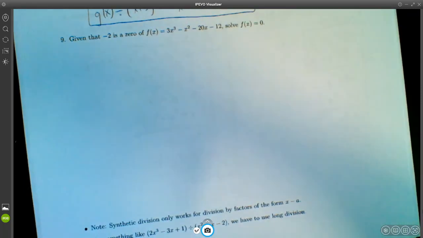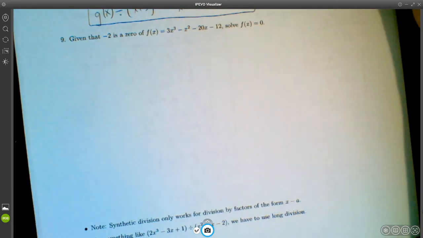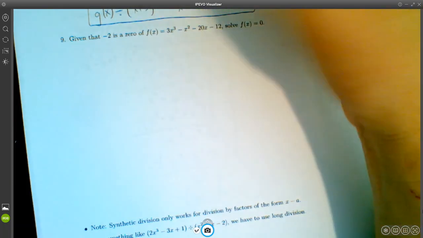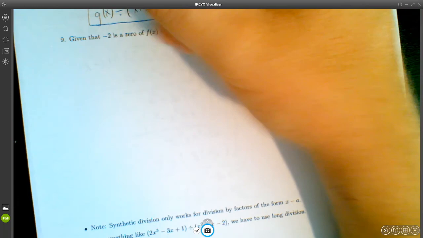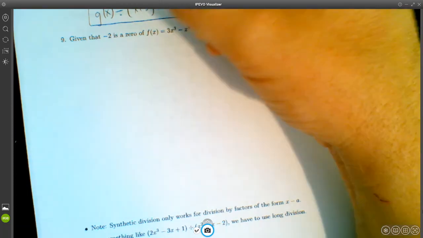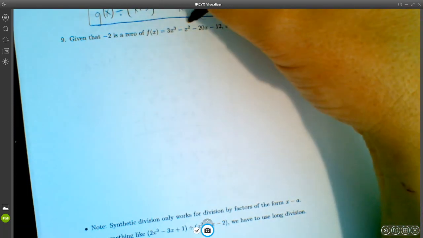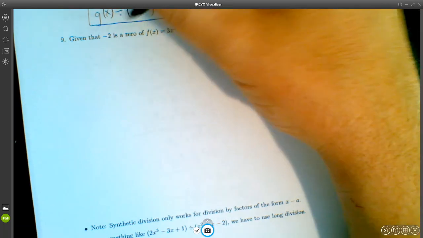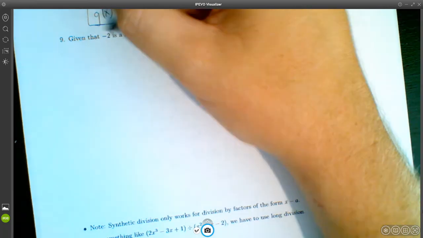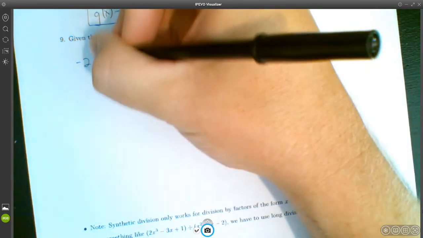It says, given that negative 2 is a 0 of this polynomial, solve f of x equals 0. Okay, well, if negative 2 is a 0, then x plus 2 is a factor. But I'm going to want to divide f of x by x plus 2. And the easiest way to do that is to just use synthetic division. With synthetic division, I use the 0, not the factor. So I'm going to use the negative 2.